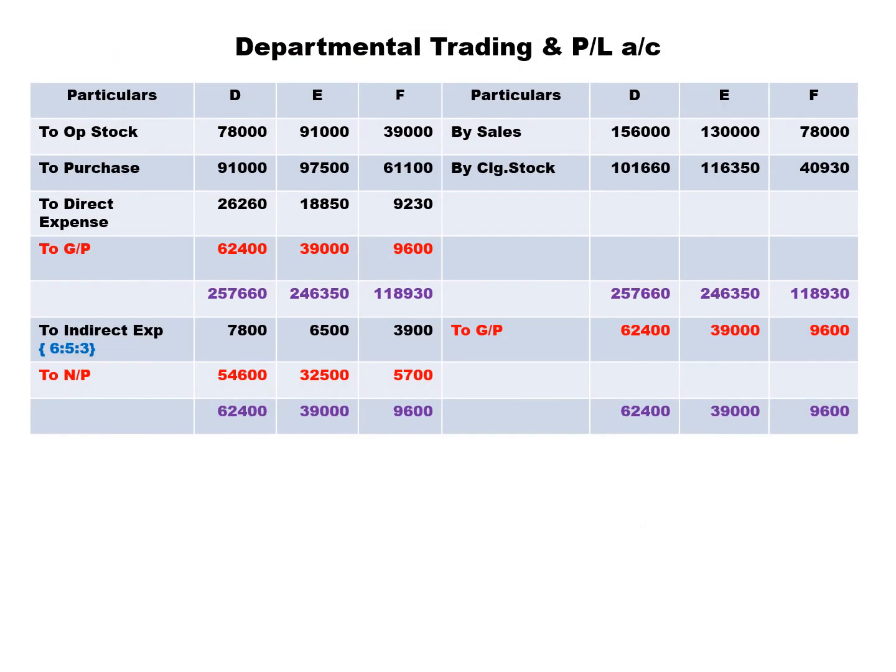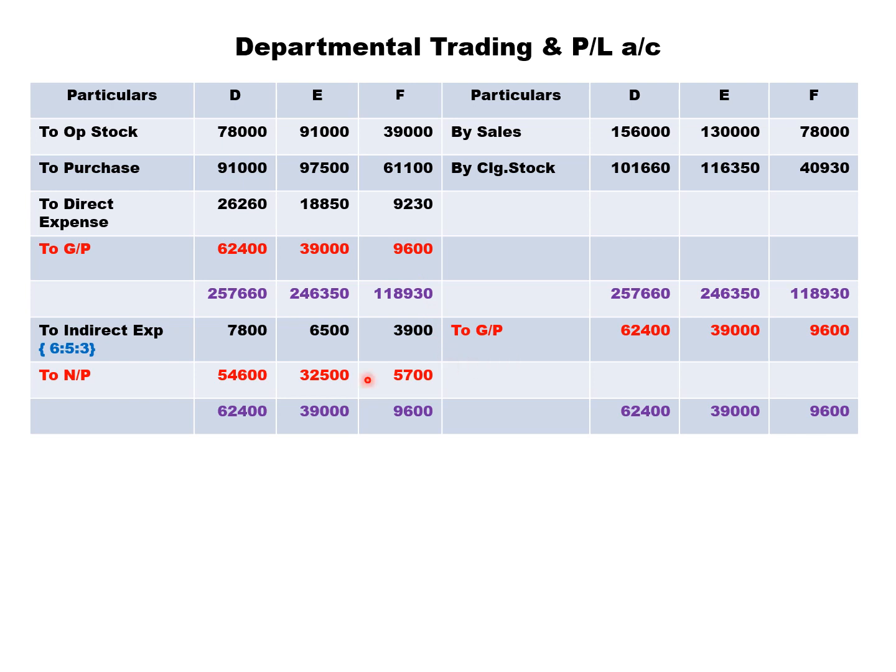So students, let us prepare the departmental trading and PL account. Take opening stock as it is, purchases as it is, direct expenses as it is, sales as given in the question, and then closing stock. You get a gross profit of 62,400, 39,000, and 9,600.